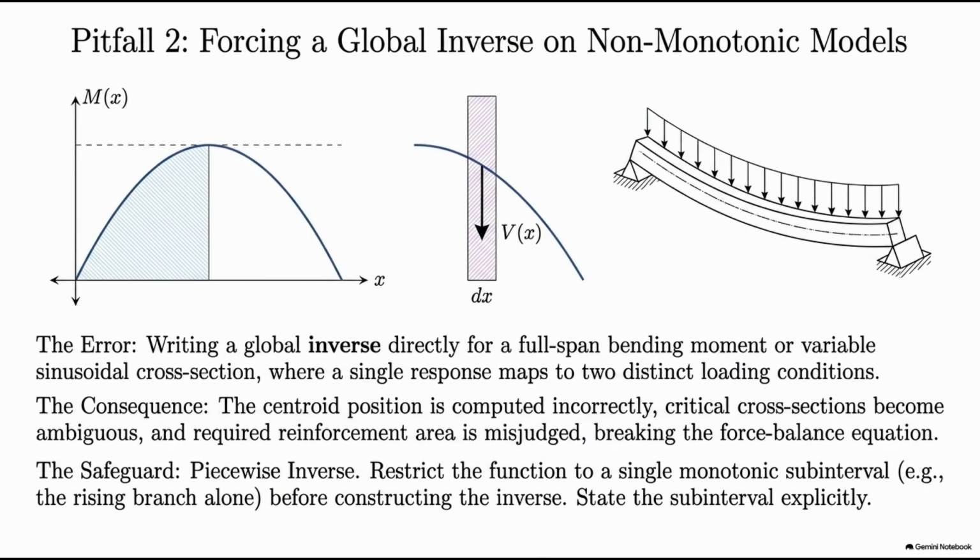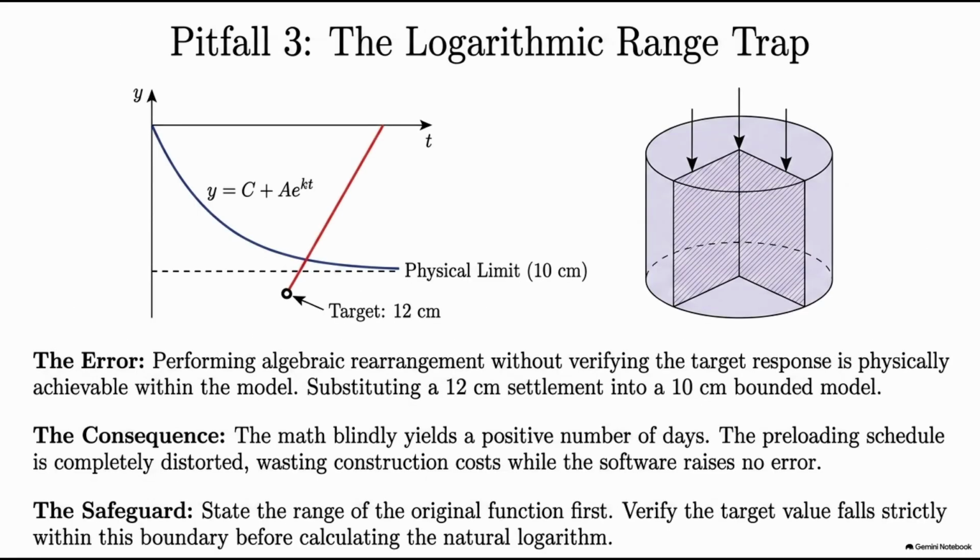Second, never force a global inverse on a non-monotonic function. When analyzing parabolic bending moments or sinusoidal loading, you must restrict the domain to a single monotonic subinterval. Failing to do so creates ambiguous solutions and misjudges critical cross-sections. Third, never attempt logarithmic inversion without first checking that your target value falls within the model's physical range. Solving outside the valid range produces meaningless numerical output that can completely disrupt preloading schedules or component replacement cycles.